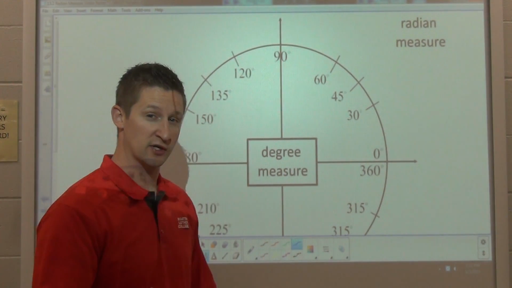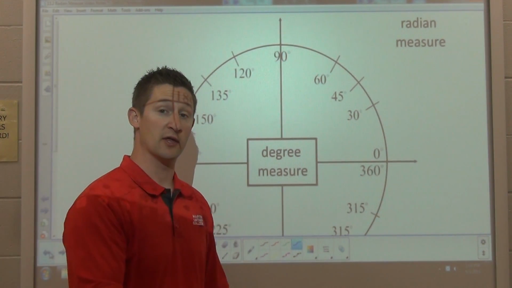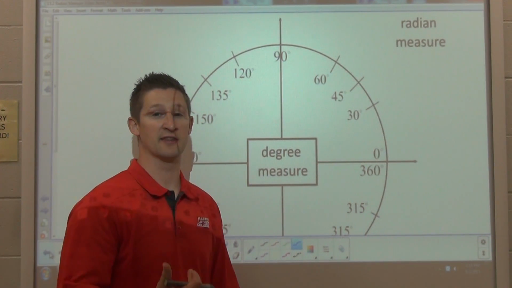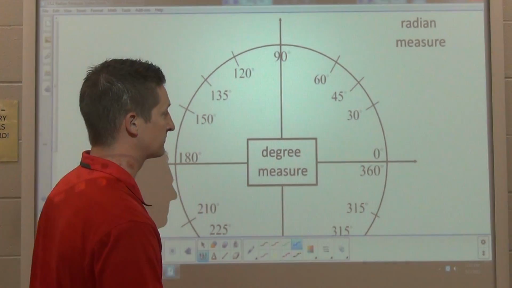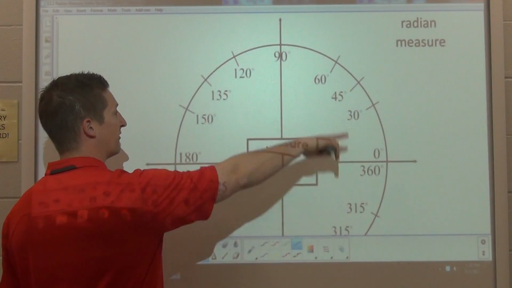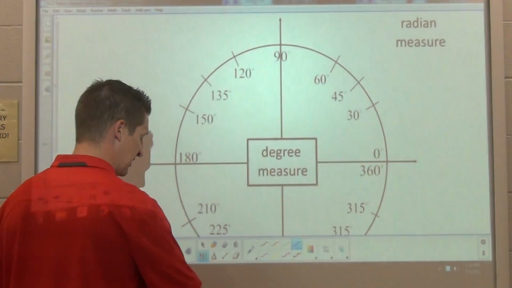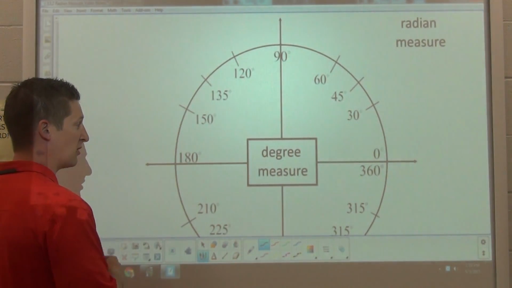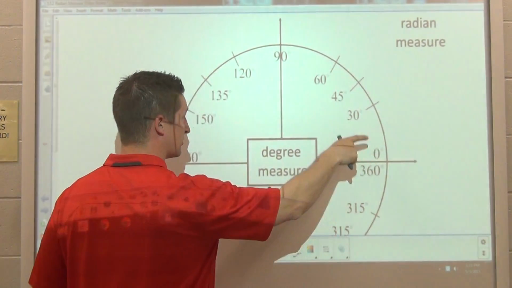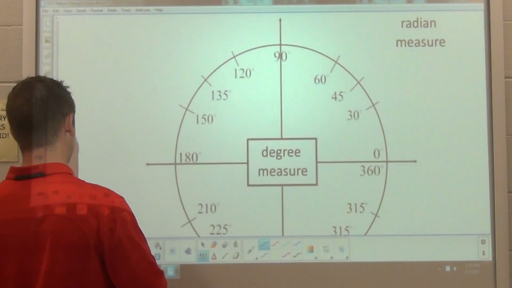So I'm going to show you some tricks to help you figure this out, and the better you get at this, the better you're going to understand the concept of radian measurement. On the inside of my circle I have a bunch of different degree measurements. On the outside we're going to put the corresponding radian measurement. I'm going to start with the easy ones: 0, 90, 180, 270, etc.